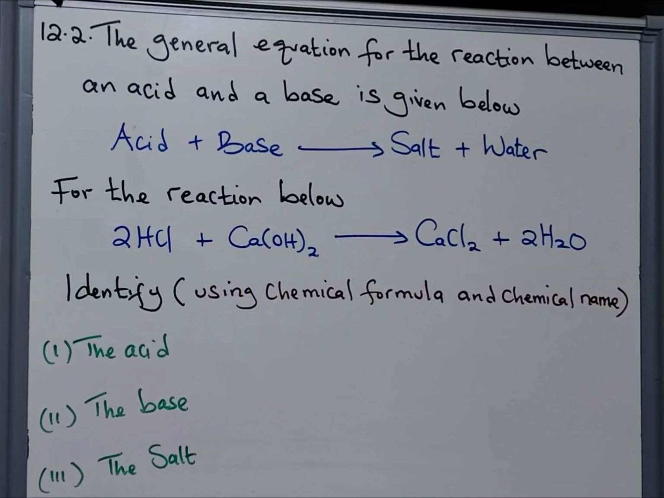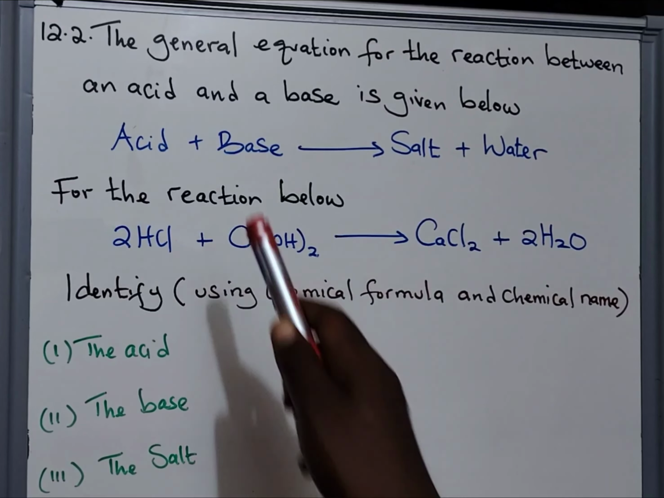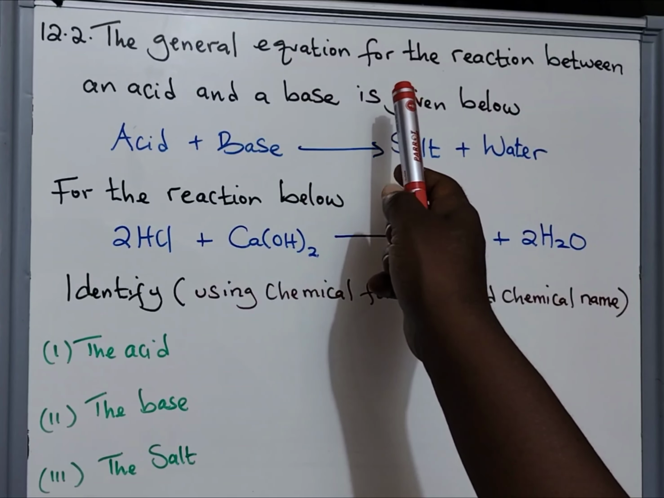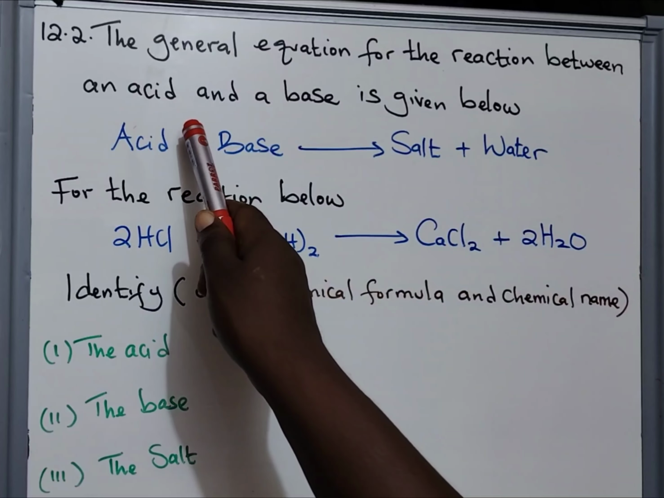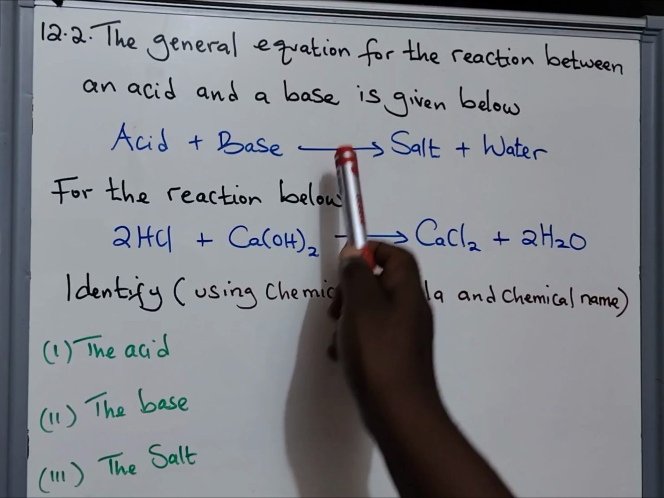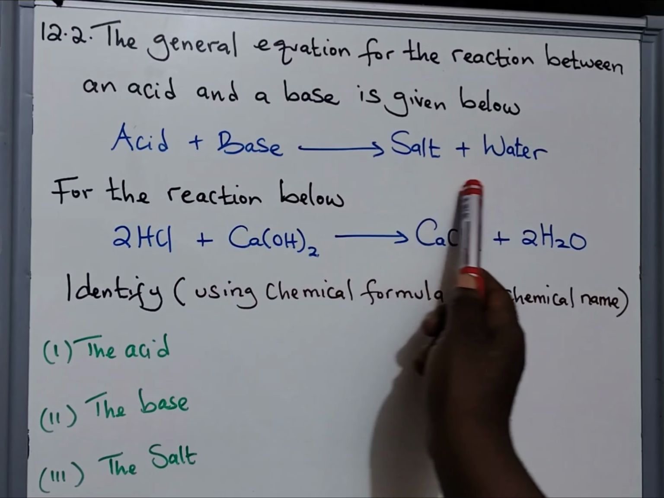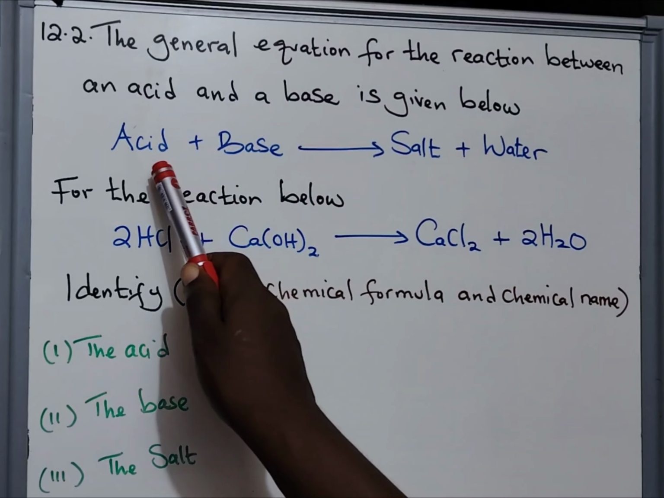So comes this one. It says that the general equation for the reaction between an acid and a base is given below. So this is the general equation. We expect that when you react an acid with a base, you get salt and water. Now we have the reaction. The reaction is 2HCl combining with this to give you this and that.